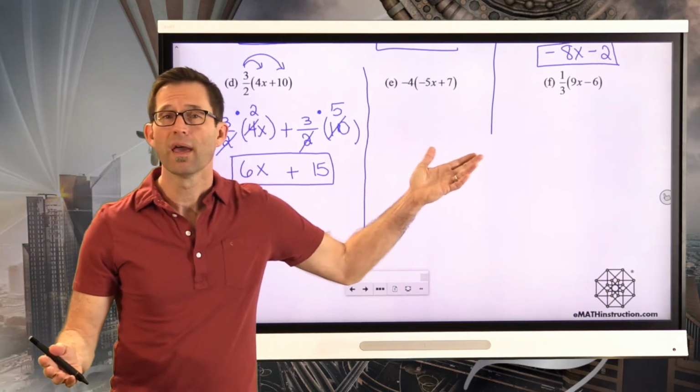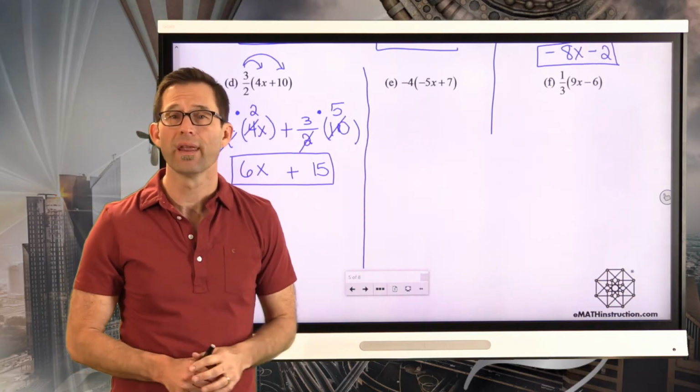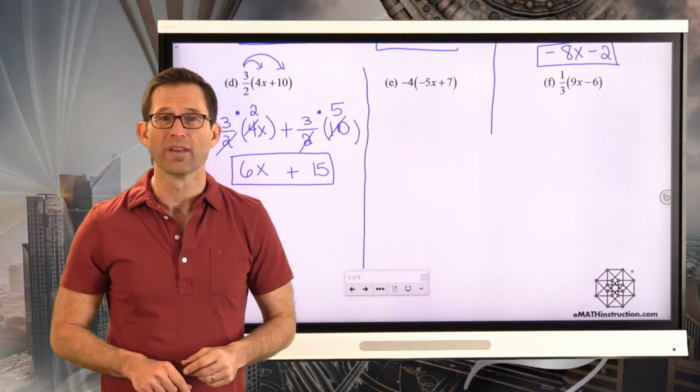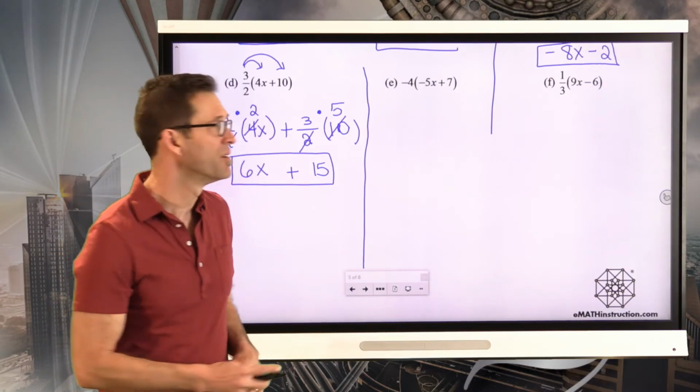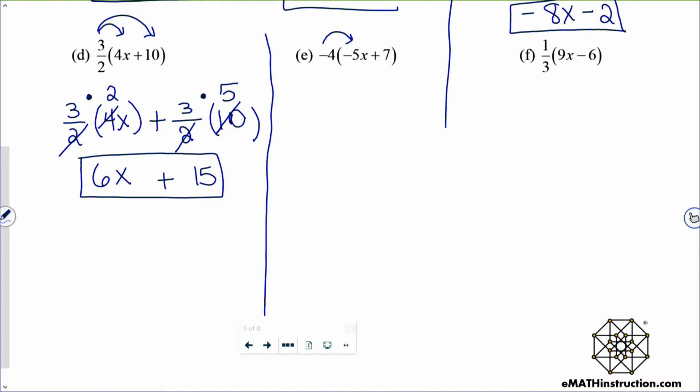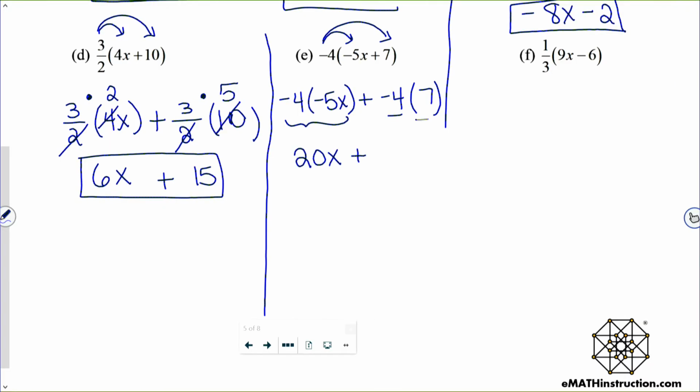Now, letter E, again here we just have a situation where we're multiplying through by a negative. Pause the video again and try letter E. All right, let's do it. So multiplying through by that negative 4, we get negative 4 times negative 5x plus negative 4 times 7. Negative times a negative is a positive 20x. A negative 4 times positive 7 is a negative 28. And just like before, I'm going to rewrite that as 20x minus 28.